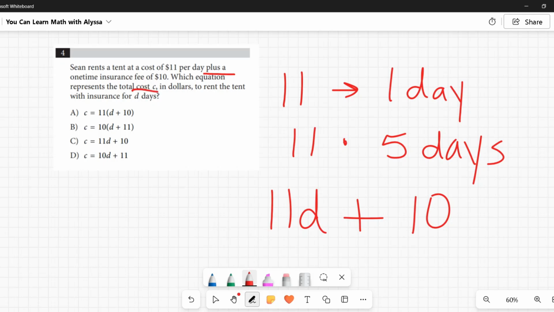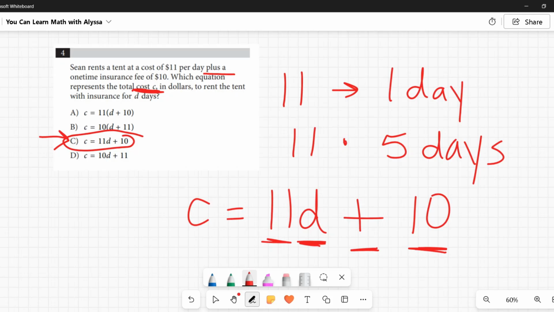And it tells us that total cost should be referred to as C. So the total cost is $11 per day times the number of days plus the $10 one-time insurance fee. C equals 11D plus 10. And that gives me my answer there, C.